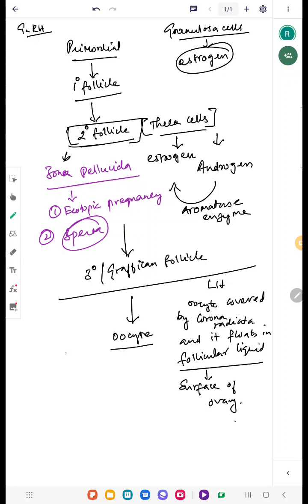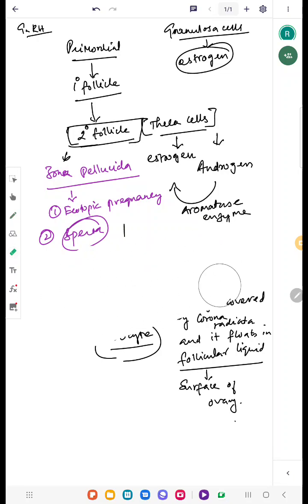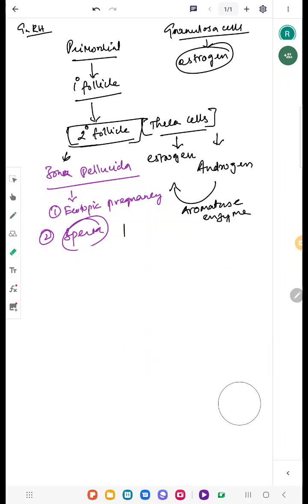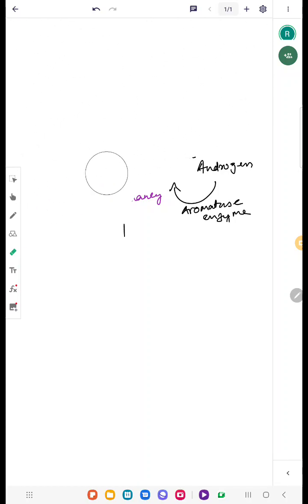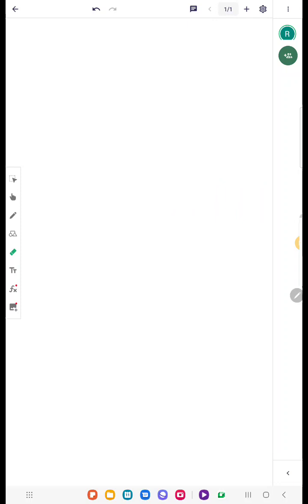So now we studied about the release of oocyte when it enters the luteal phase. Now we'll consider two circumstances: the first is when the woman gets pregnant, and the second is when the woman is not fertilized. So we'll speak about the first case, where the woman gets fertilized after the production of oocyte. We'll speak about the changes happening.